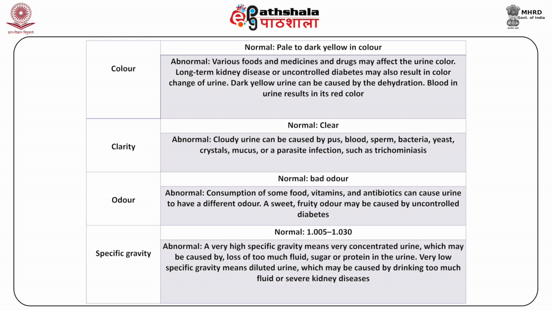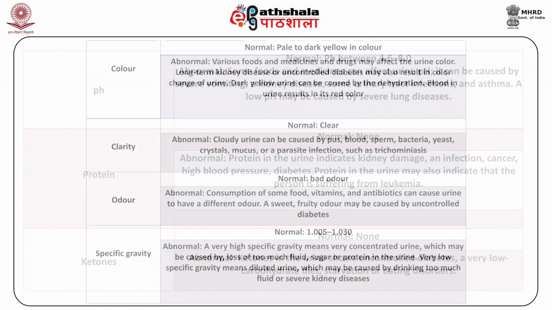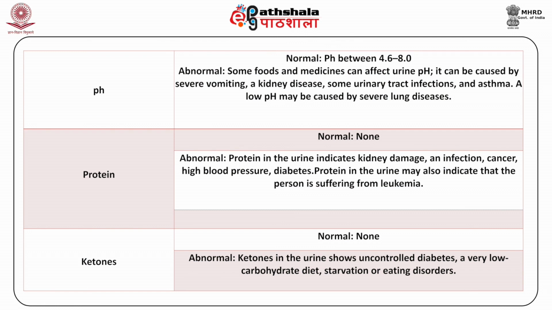Very low specific gravity means diluted urine, which may be caused by drinking too much fluid or severe kidney diseases. Next is the pH. In normal cases, the pH varies from 4.6 to 8, and in abnormal cases, some foods and medicine can affect the pH level, and it can be caused by severe vomiting, kidney disease, some urinary tract infection and asthma. A low pH may be caused by severe lung diseases.